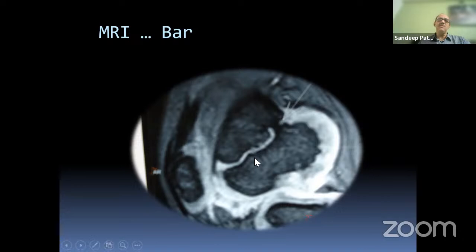So you can see this is how a bar looks like. You have white, bright signals of a cartilage. You have a white, bright signal of articular cartilage. And at one point, you have bone formation, which is a black spot going from epiphysis to metaphysis. So this is a posterior peripheral physeal bar.